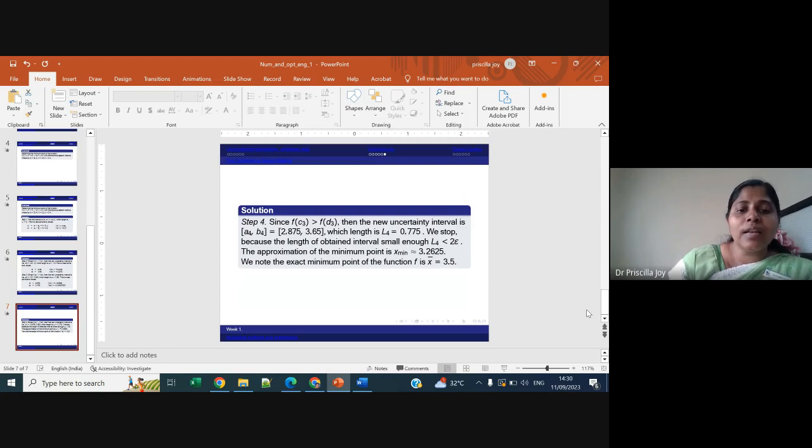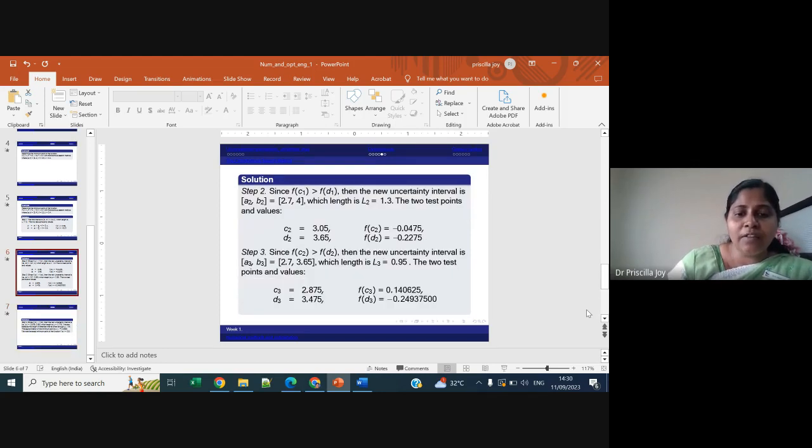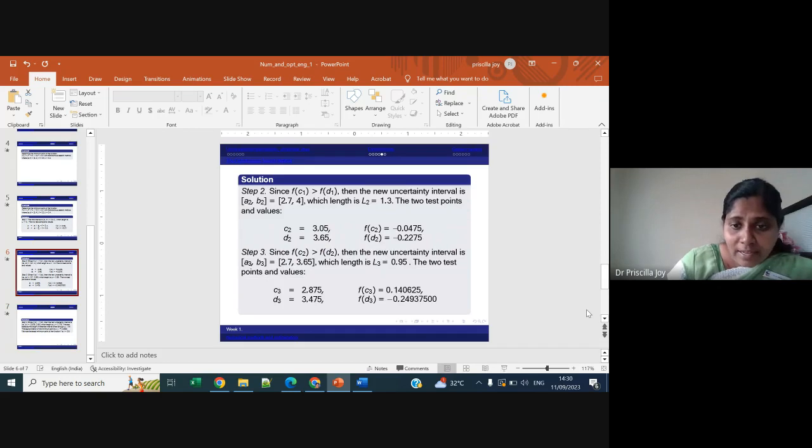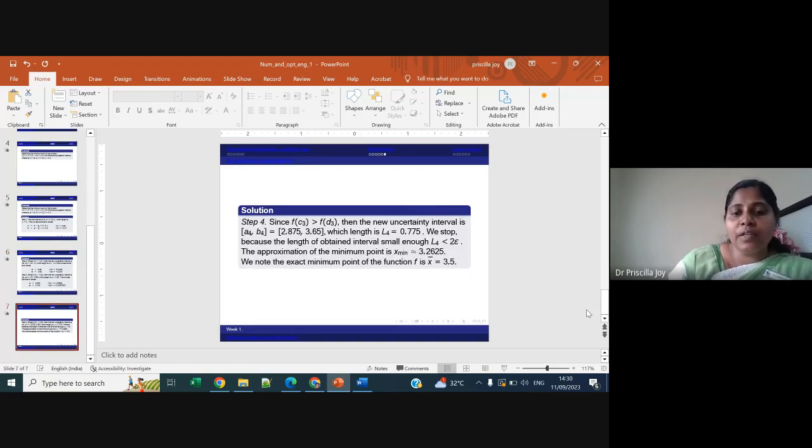And 3.65 is the previous value which is there. Okay, so we have replaced it and we have found the length of L4, that is the length equation, LK by 2 plus delta, right? LK value is 0.95 divided by 2 plus delta value is 0.3. Okay, so we need to find it.